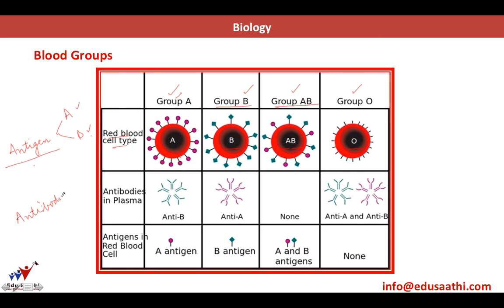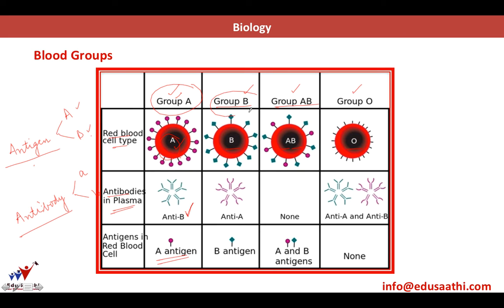So antigen is present in the blood, and opposite to that there's a protein which is found in the plasma, and this is known as antibody. Again, antibody are of two types: antibody A and antibody B. So now if I look at group A, the red blood cell has antigen A and the plasma has an antibody which is B. It cannot be anti-A. Anti-A will destroy its own antigen A. So the antibody which is present in plasma is anti-B and antigen is A.